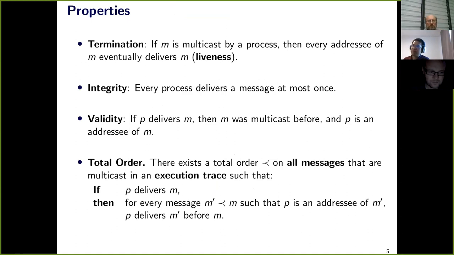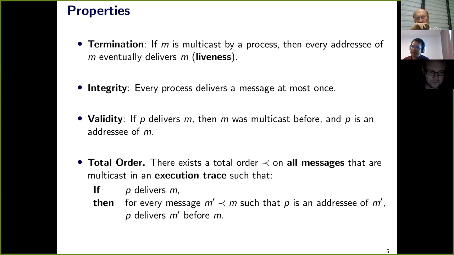And we want to check the following properties. The first property is termination. This is a liveness property. If M is multicast by a process, then every recipient of M eventually delivers M. The second property is integrity. This property says that every process delivers a message at most once. And then we have validity. If P delivers M, then M was multicast before, and P is a recipient of M.